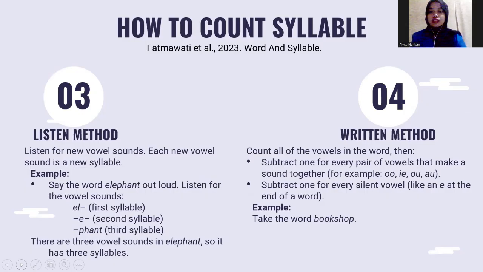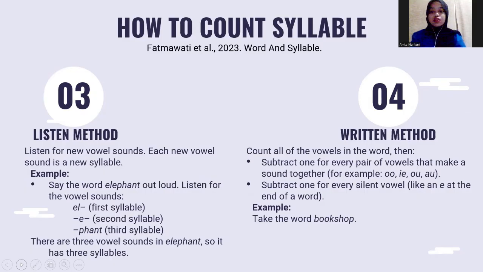And then the fourth one is the written method. Count all the vowels in the word, and then subtract one of every pair of vowels, or we can say diphthongs, that make a sound together, and then subtract one for every silent vowel, like an E at the end of a word, or the magic E.